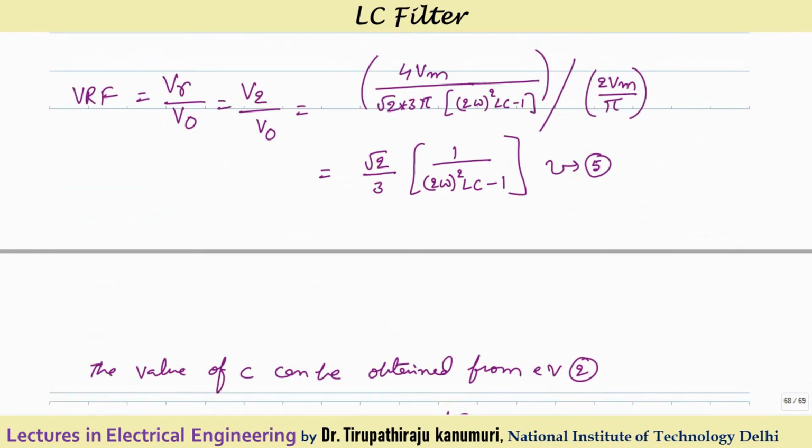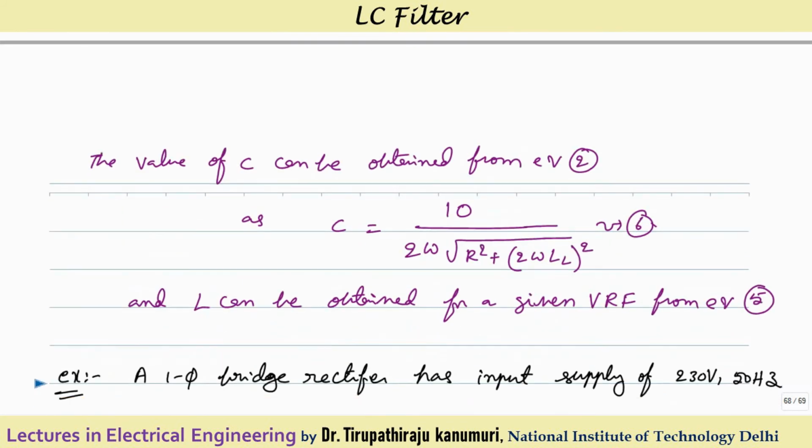So from this formula, for a given value of the voltage ripple factor, I can calculate my value of L and C. But here two unknown values are there. So you have to know at least one, then only you can calculate the second one. So out of these two, L and C, the C can be calculated from equation number 2. In equation number 2 we have seen, generally the value of capacitive reactance is taken as 1 by 10 times of your load impedance.